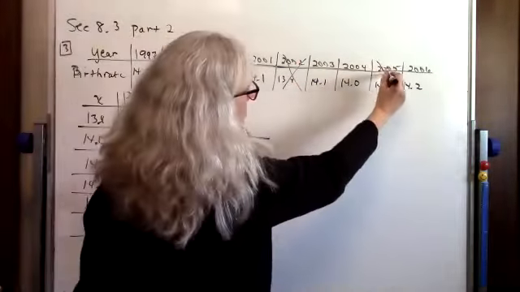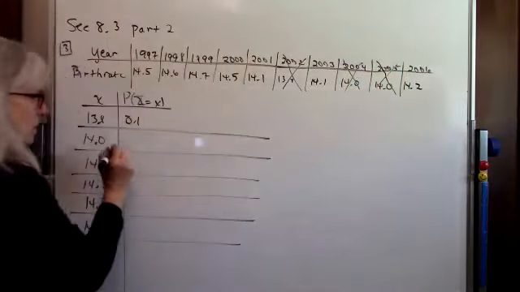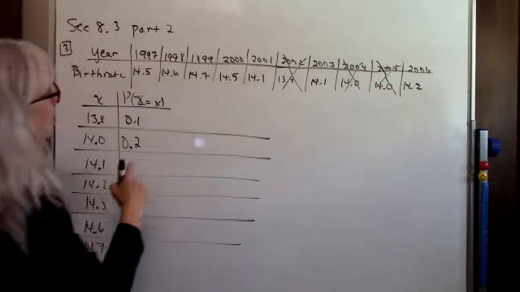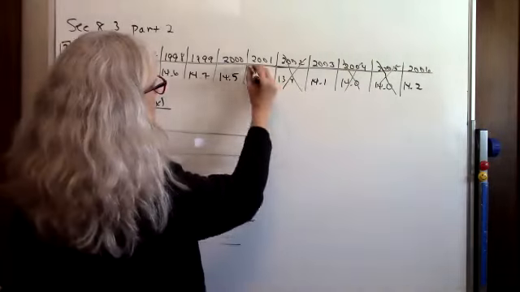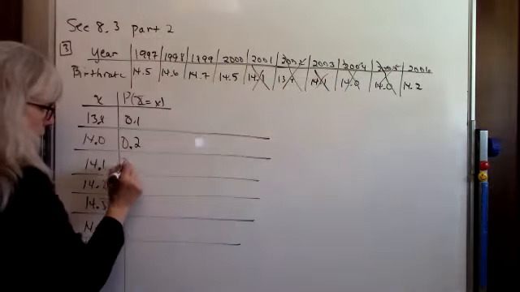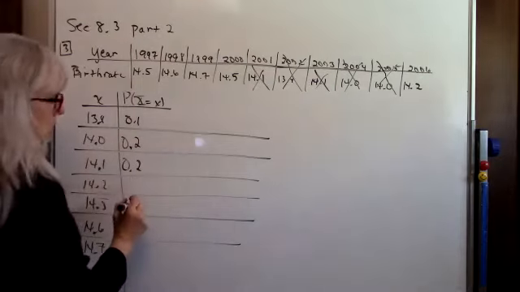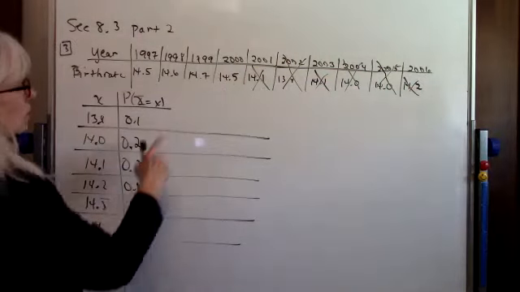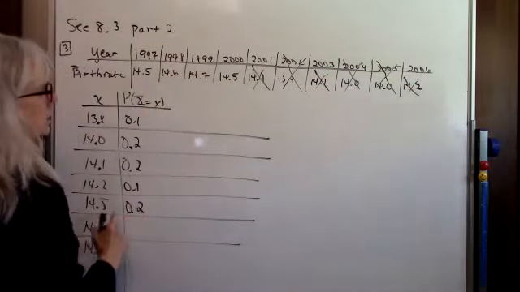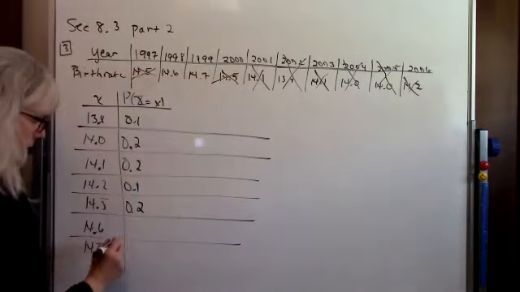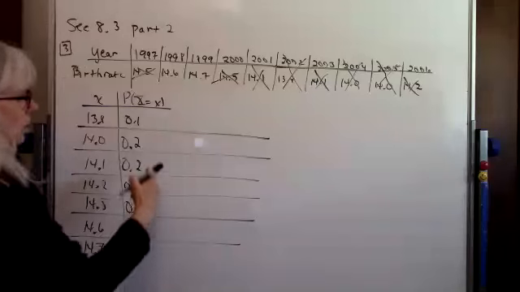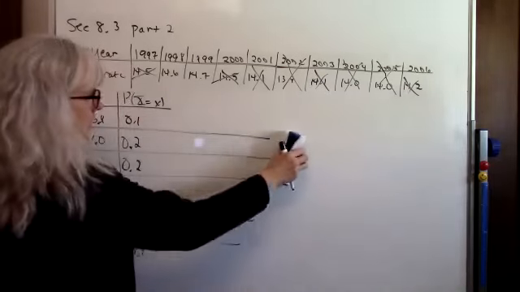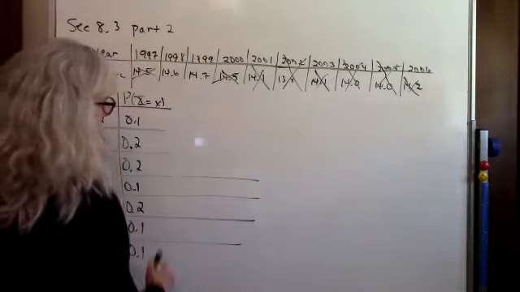14.0 only happened one time. Nope, twice. So 2 out of 10 times is 0.2. 14.1, let's see, just one time? Nope, 2 times also. So it's this one and this one, that would be 0.2. 14.2 was just the one time at the end, so it's 0.1. 14.5 occurred twice, so 0.2. 14.6 occurred one time, and so did 14.7, 0.1 and 0.1. If we've done it correctly, they sum to 1. Sure enough, they sum to 1. So fantastic, there's our probability distribution.